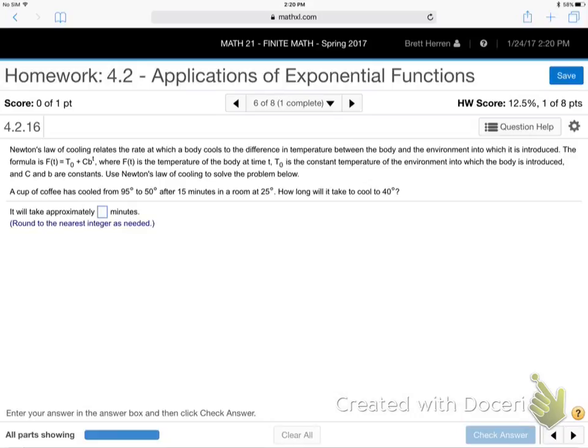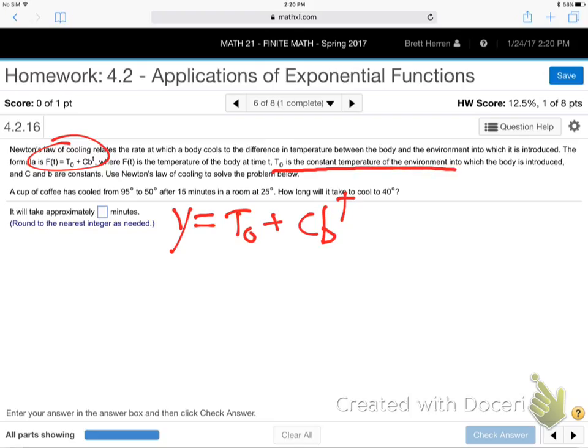Okay, so I'm going to do this one quick if it's okay with you, even though it's a little complex. So they give me this formula. I'm just going to call it y is T0 plus C b to the little t. There's a difference here between that capital T and the little t. Notice that T0 is the constant temperature of the environment. A cup of coffee is cooled from 95 to 50 after 15 minutes at a room at 25. The 25 is the capital T0.